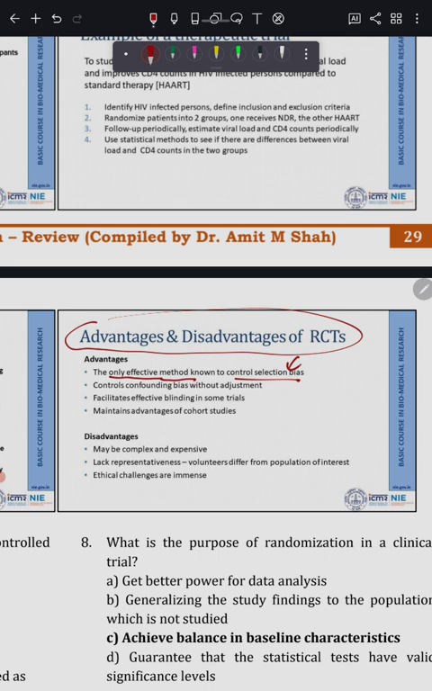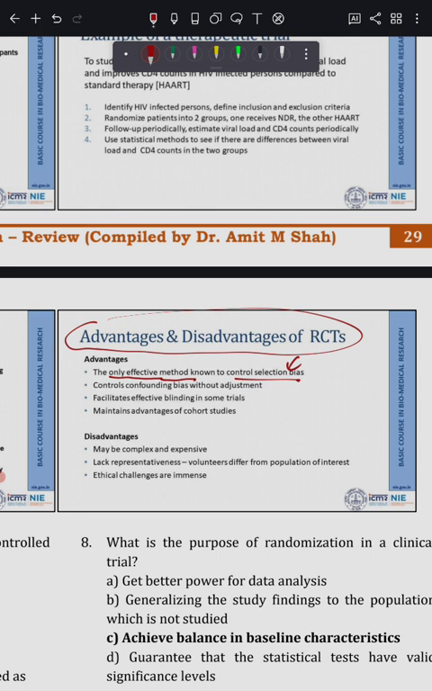But unlike observational studies, randomized clinical trials don't require you to identify or measure every confounder. Randomization handles it, whereas in observational studies you have to identify and measure every confounder.